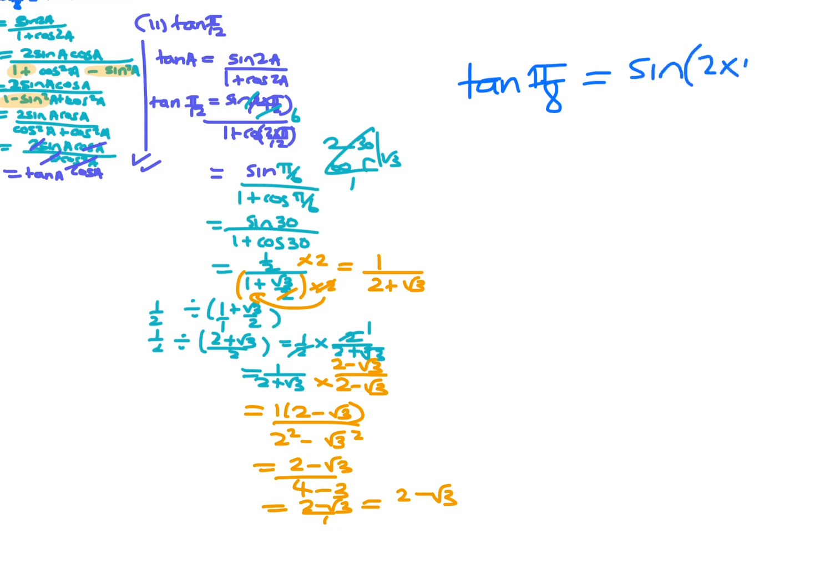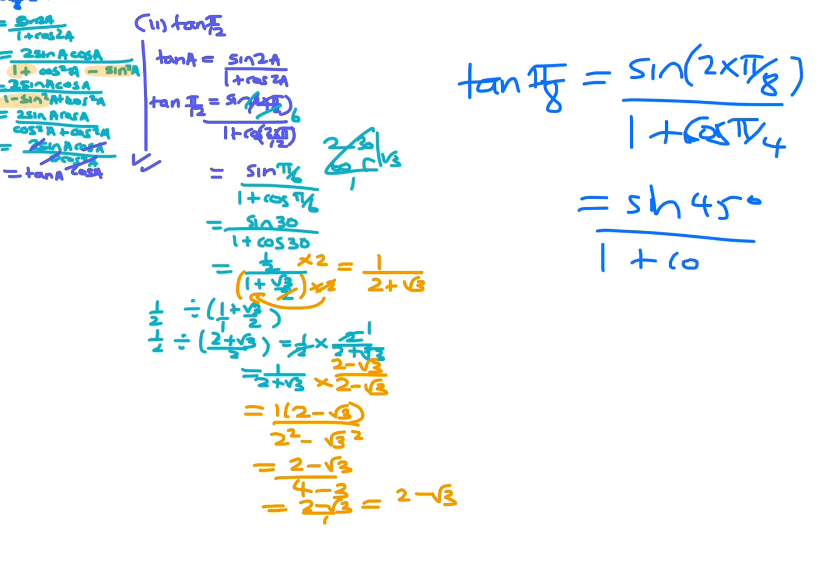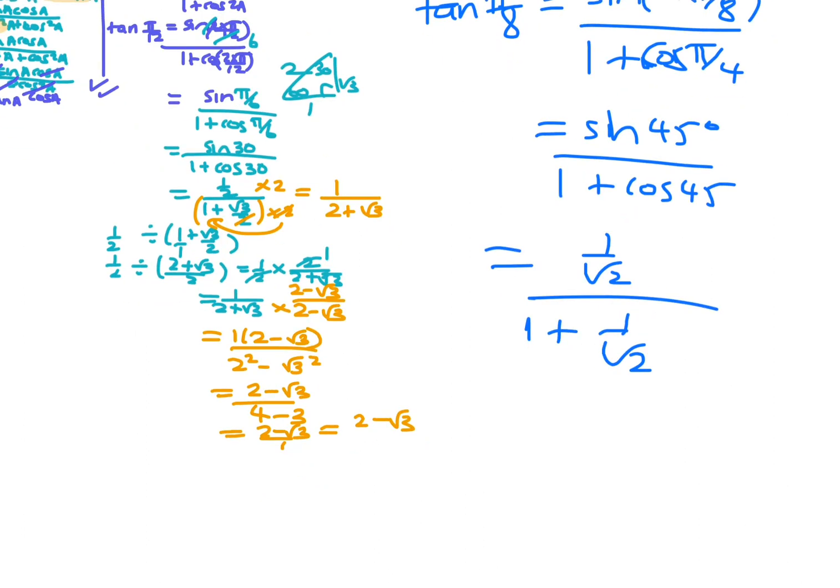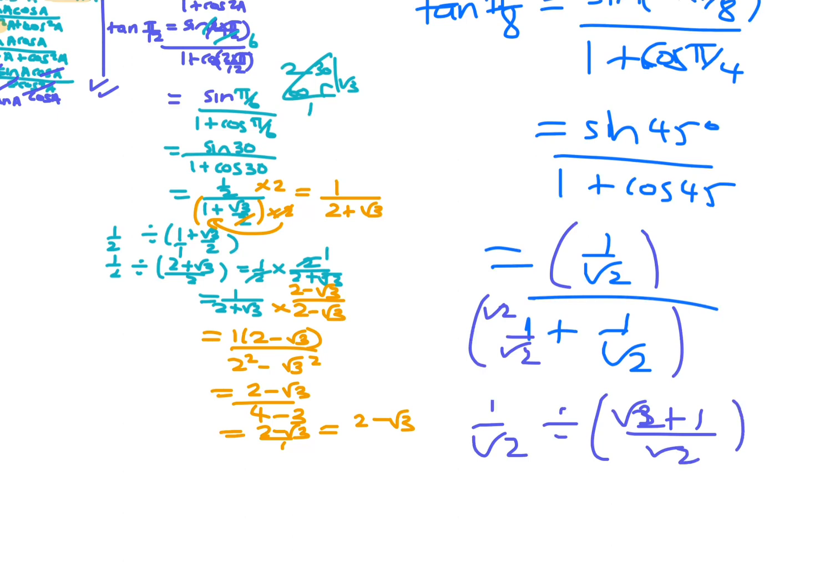So it's sin of 2 times pi on 8, which will give you pi on 4, which is 45. And cos of 2 pi on 8, which is cos of 45 as well. So it's sin 45 over 1 plus cos 45. So using the exact triangles, that's 1 on root 2 over 1 plus 1 on root 2. And then we could just multiply top and the bottom by root 2, or you could go 1 on root 2, get a common denominator here, divided by root 2 plus 1 on root 2. You flip this, so that's 1 on root 2 times root 2 on root 2 plus 1.